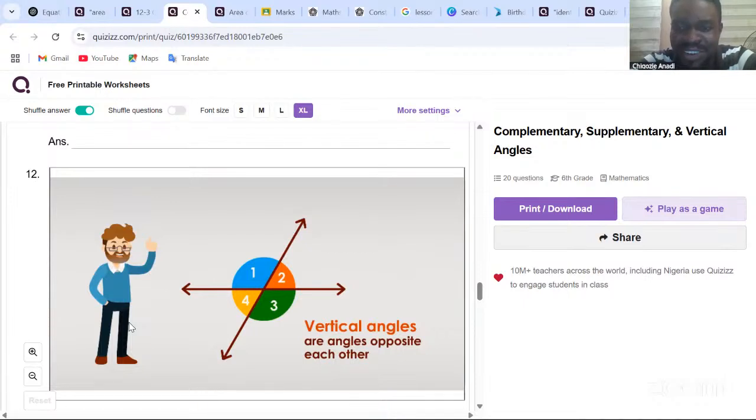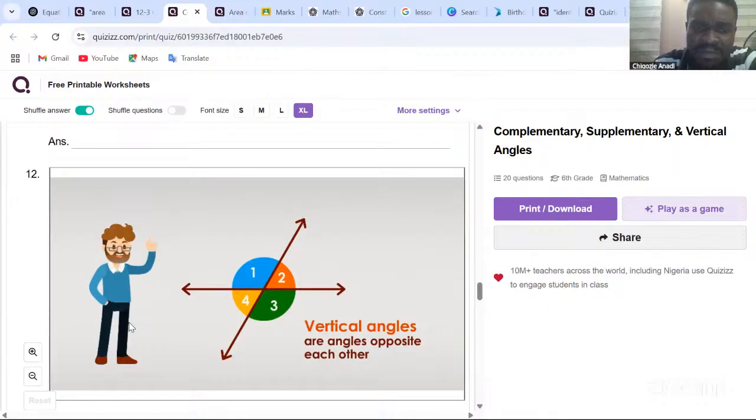Let me start with Gerald. Gerald, tell me the two angles that are opposite each other from this diagram. 3 and 1. 3 and 1, correct. Very good. Chimamanda, tell me the angles that are opposite each other apart from 3 and 1. 1 and 2. 1 and 2, correct. So I'm happy that you're able to identify vertical angles. Vertical angles are always equal. We need to know that.